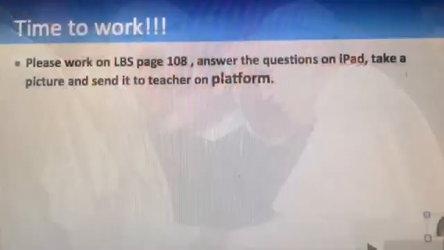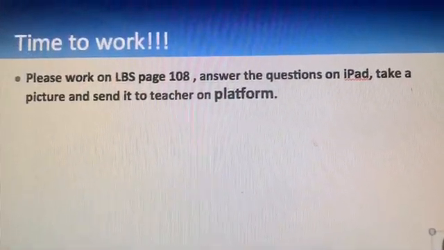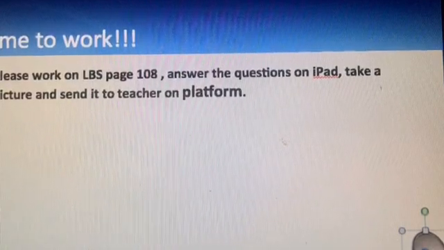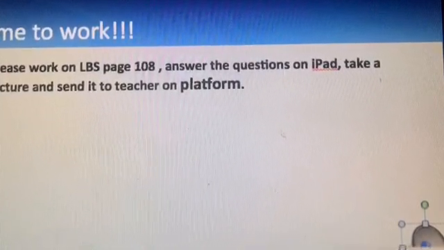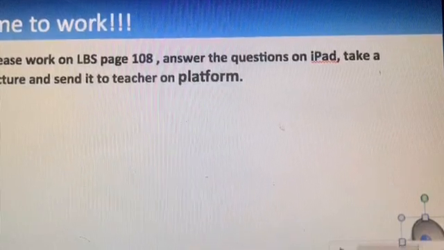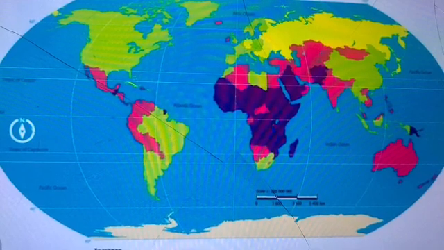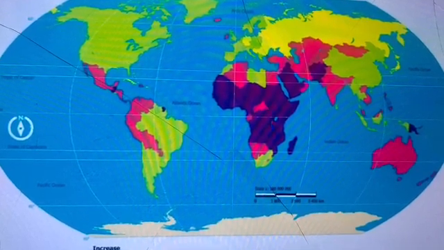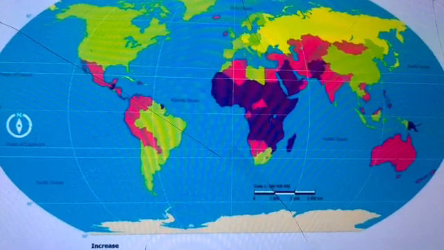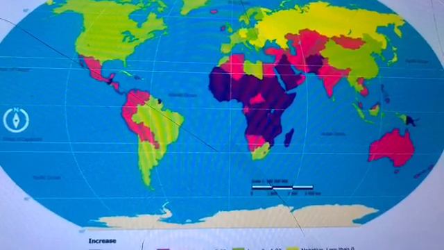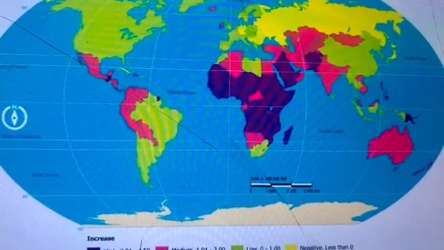Hey dear students, this is now time for you to work. Don't worry, you won't work alone. I will work with you. On page 108 of the Geography LBS, you will find activity number 37. Please take a minute to check the map. Focus on the information on the rate, high population, medium population, and low population.